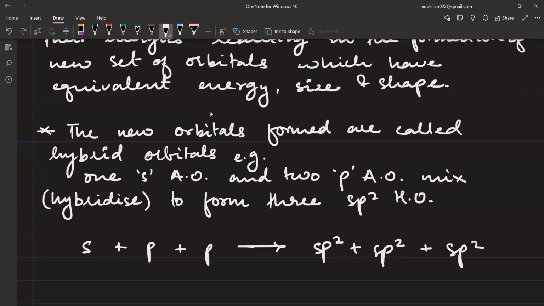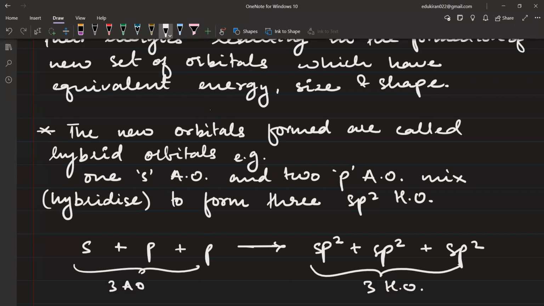So the name of the orbital, how are we defining it? If I have s and 2p, then it is sp2. And if I have 3 atomic orbitals, then I will get 3 hybrid orbitals also, as you can see. We have 3 atomic orbitals, and this is resulting in 3 hybrid orbitals.